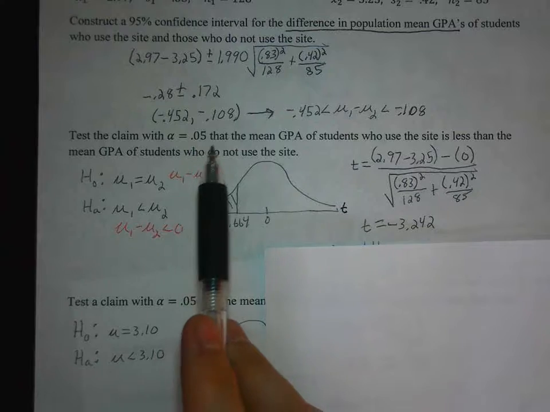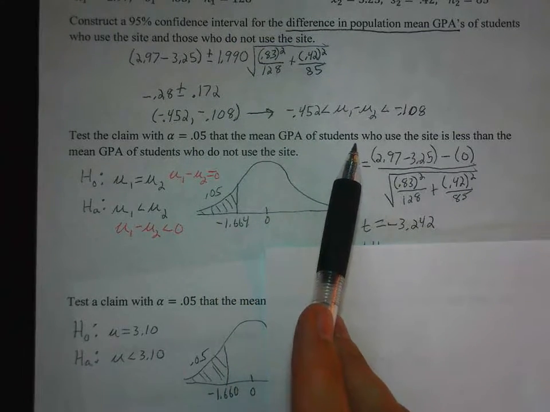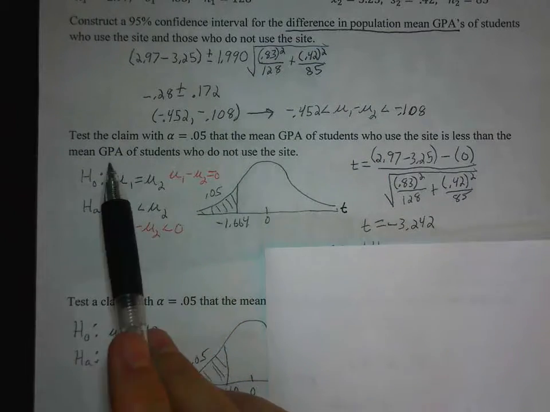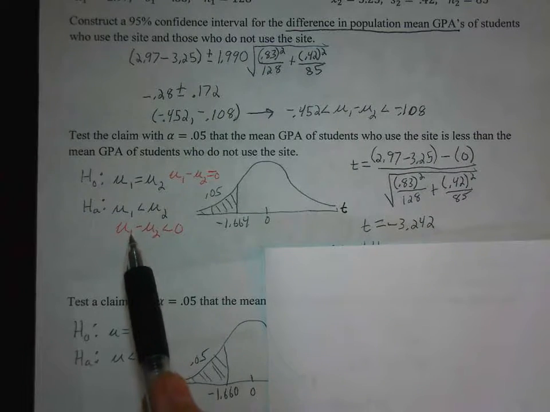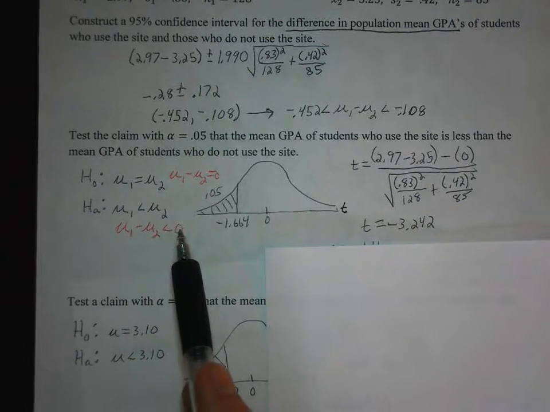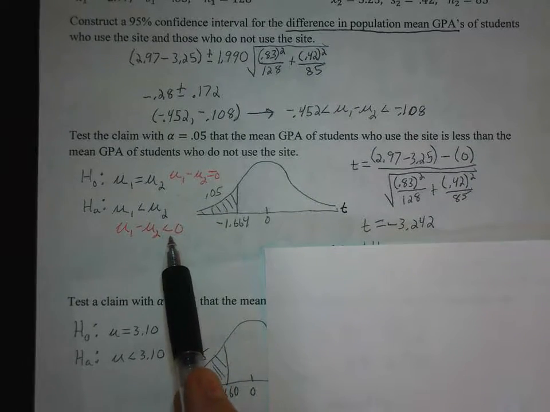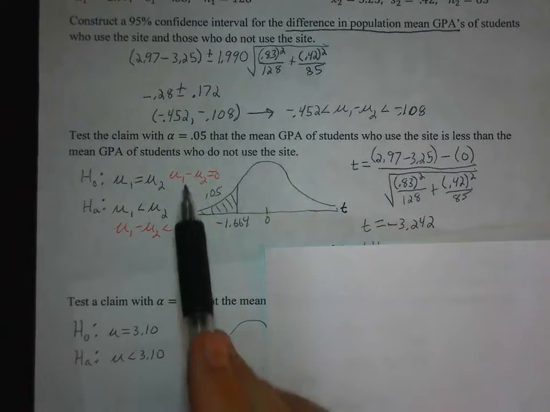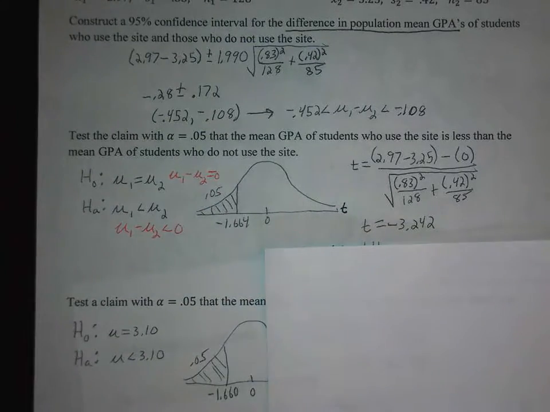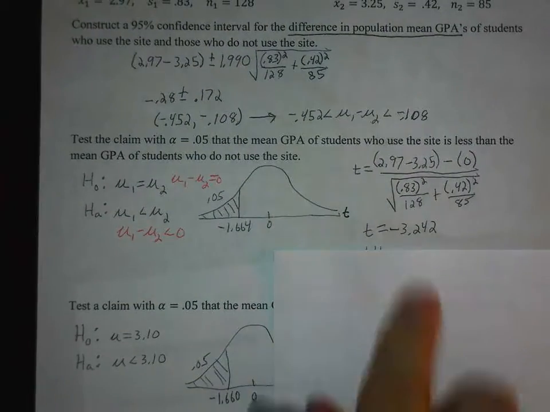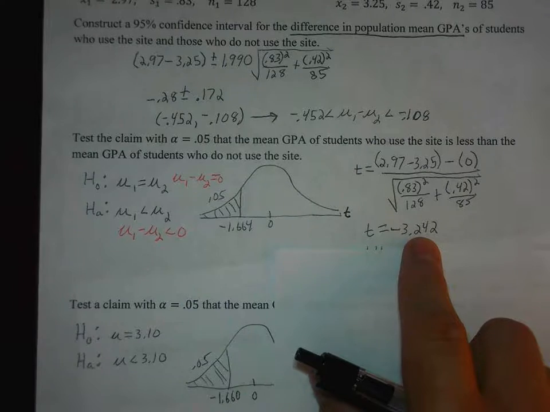It could be worded such that the mean GPA of students who use the site is less than 5 of the mean GPA of students who do not use the site. So they might say that mu1 minus mu2 is less than 5, or mu1 minus mu2 is less than 0.2. So you have to pay attention to the wording, but much of the time that'll be mu1 minus mu2 equals 0. Okay, so the test statistic here gives us a t-value of negative 3.242.